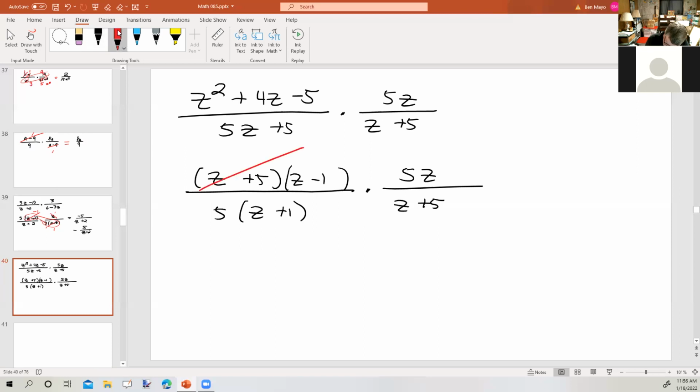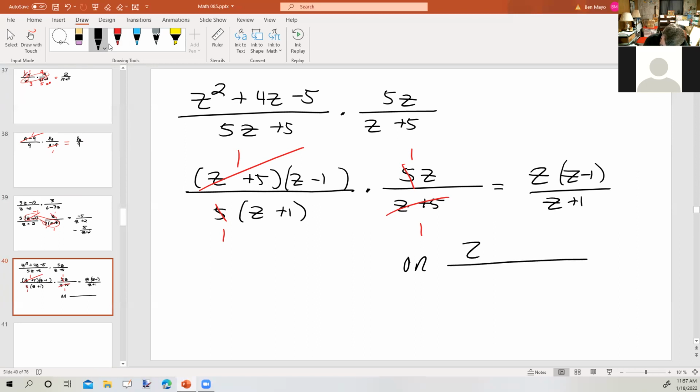Okay, so what can I get rid of? Well, the z plus 5 reduces to 1 over 1. The 5 over 5 reduces to 1 over 1. And in the numerator, I have z times z minus 1. In the denominator, z plus 1. Or again, I could distribute and get z squared minus z over z plus 1. So either this or that.